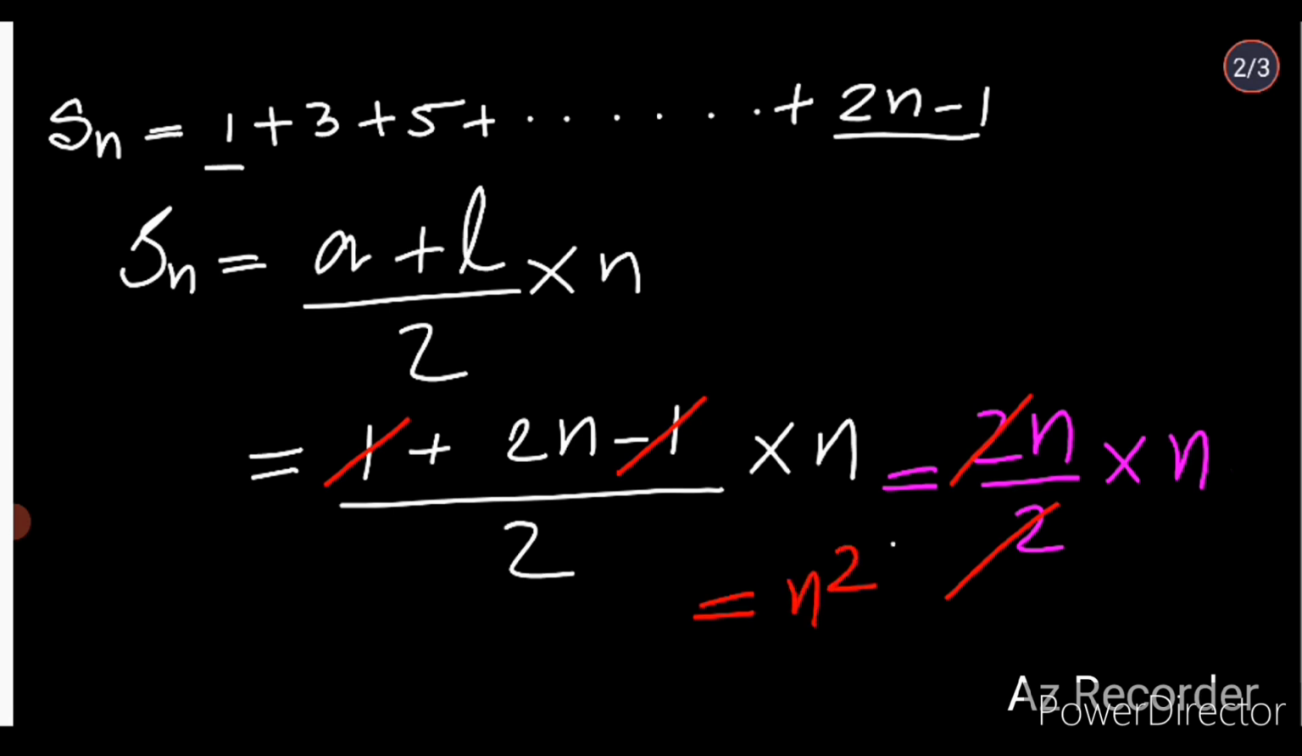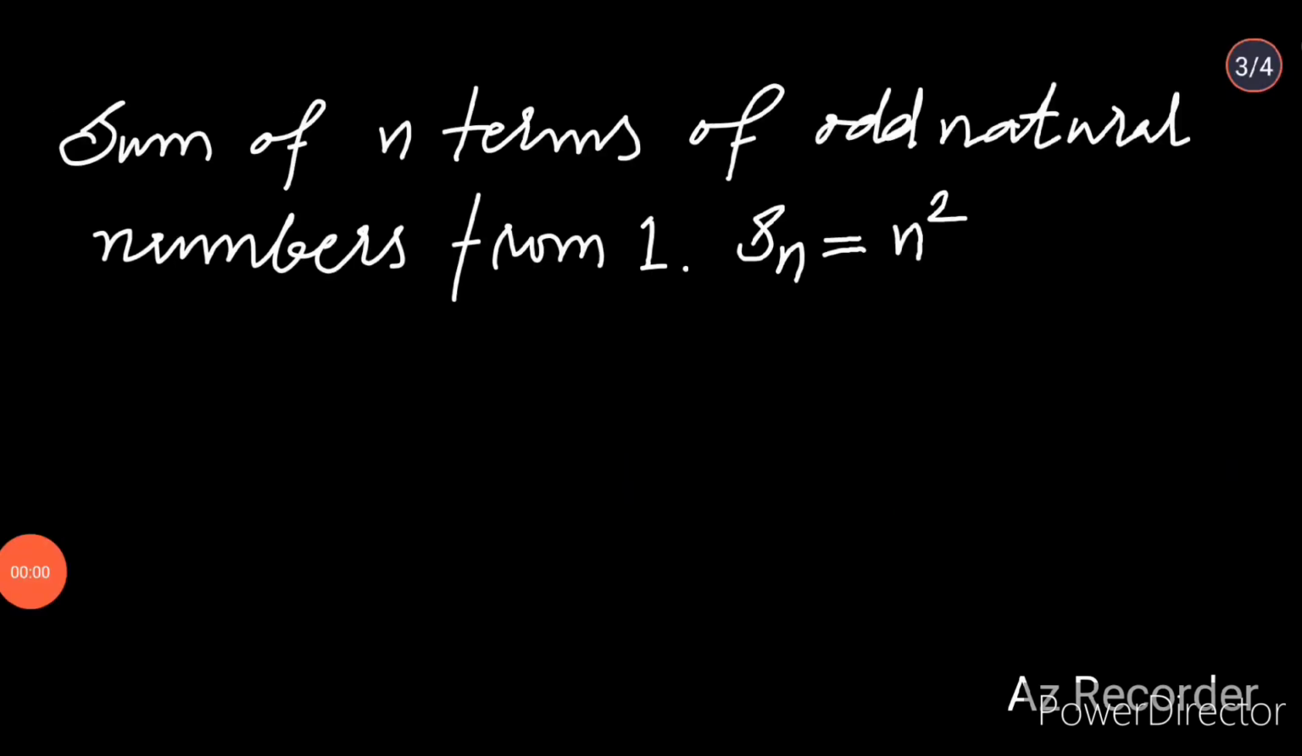So we can say the sum of n odd natural numbers from the beginning is equal to n squared. The formula is n squared. Now we may practice some questions. Let us go to the next slide. The sum of n terms of odd natural numbers from 1, that is Sn, is equal to n squared.